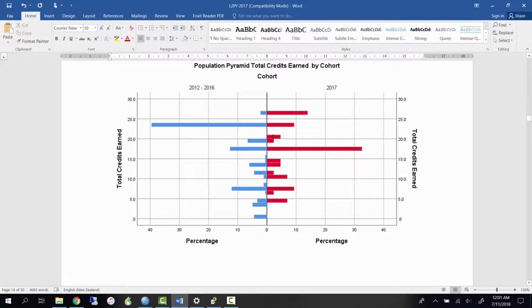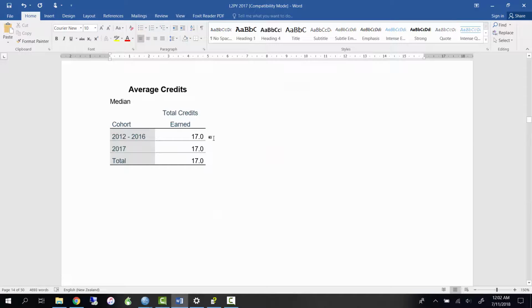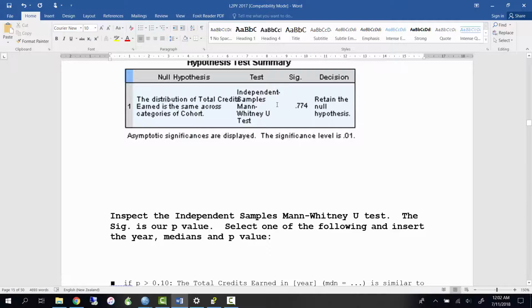So is it better or worse? What's happened when you combine the internals and externals? So let's scroll down. Oh, look at that. The medians are now the same. The medians are the same again, just like it was for the internals. And look at that, the significance value. So the chance of that distribution happening randomly is 77.4%. Yeah, there's no difference between the two distributions.